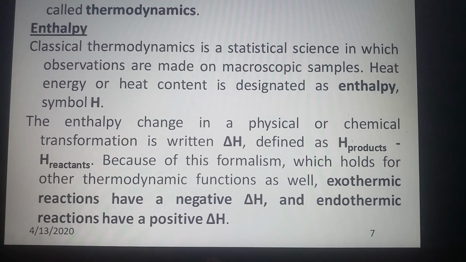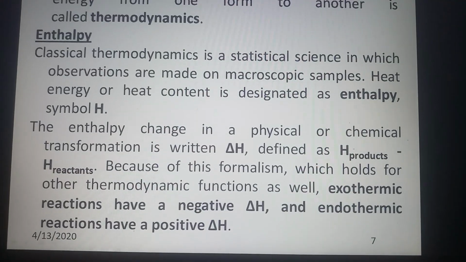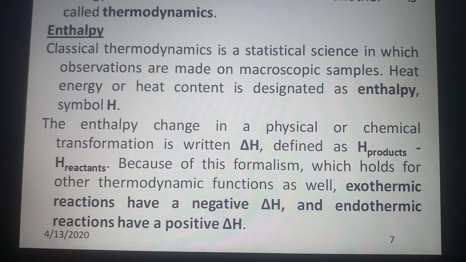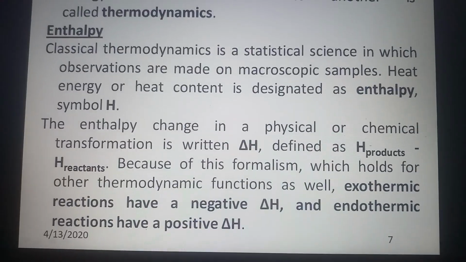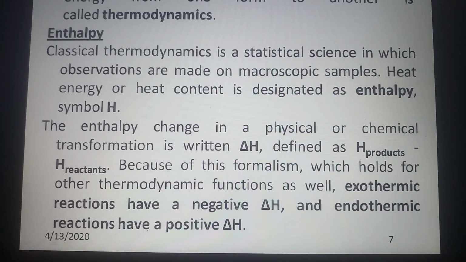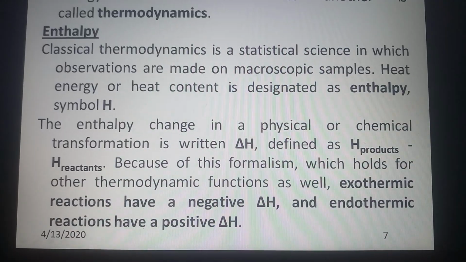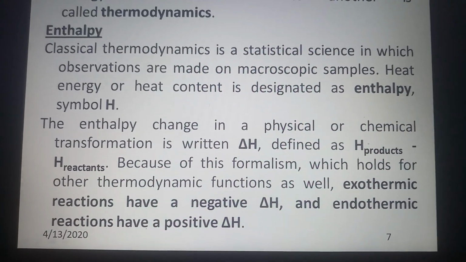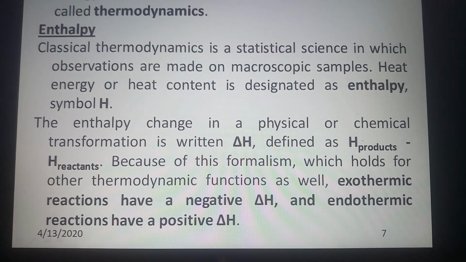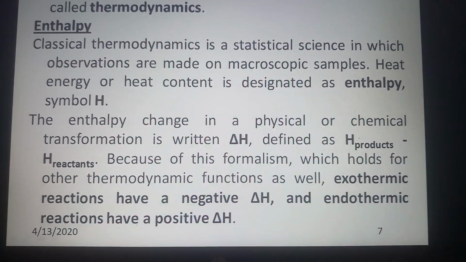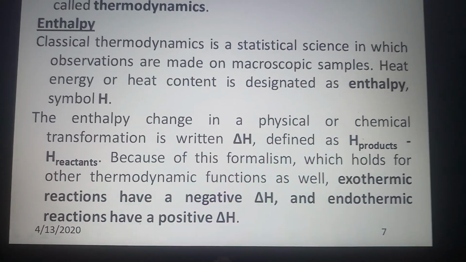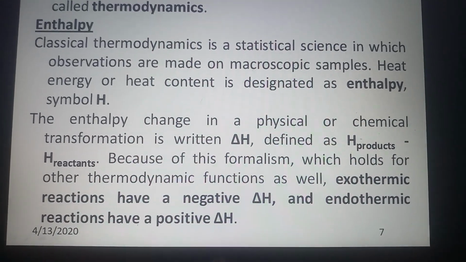The enthalpy change in a physical or chemical transformation is written as delta H, which is defined as H product minus H reactant. Because of this formalism, which holds for other thermodynamic functions as well, exothermic reactions have a negative delta H and endothermic reactions have a positive delta H. You must remember that negative delta H means exothermic reactions, and for endothermic reactions it must have positive delta H.